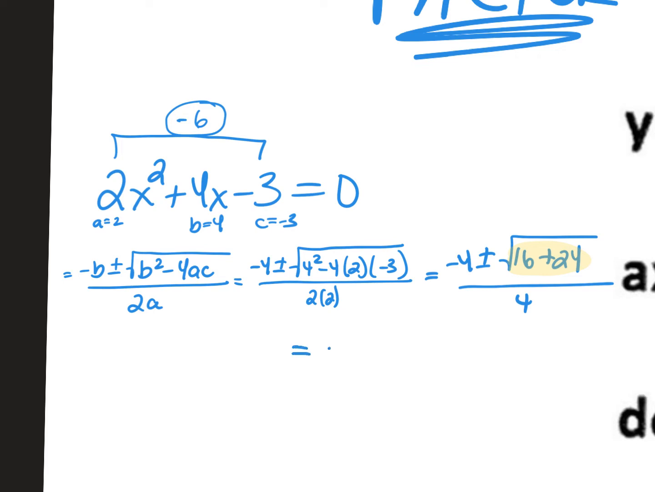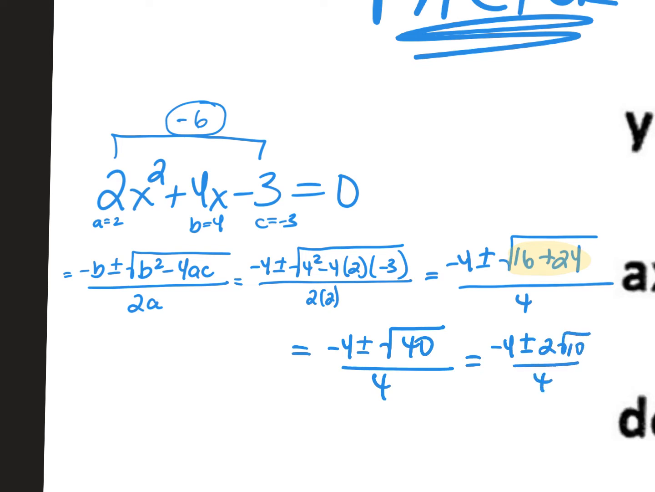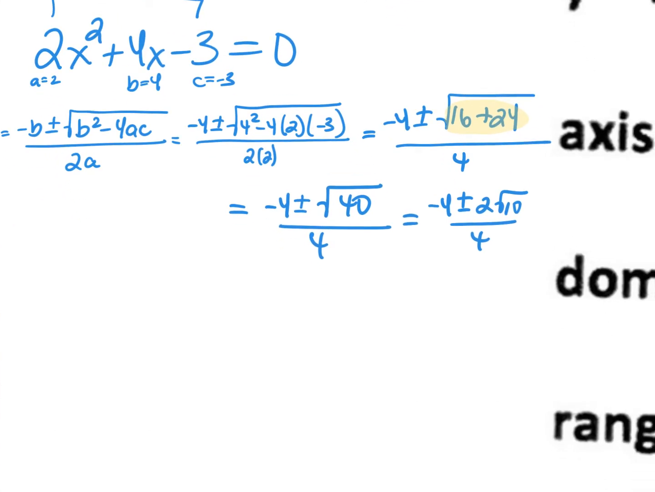So let's simplify. I have negative 4 plus or minus. What's 16 plus 24? 40 over 4. We know how to simplify this. What does 40 break up into? 4 and 10, right? So that would be negative 4 plus or minus 2 root 10 over 4. Can I simplify a little more? Yes. Can I just cross off the 4s? No, because remember, those are two separate terms. So this simplifies to negative 1 plus or minus the square root of 10 over 2.